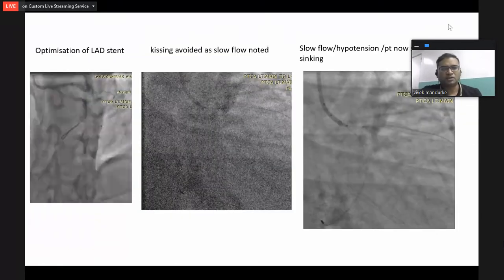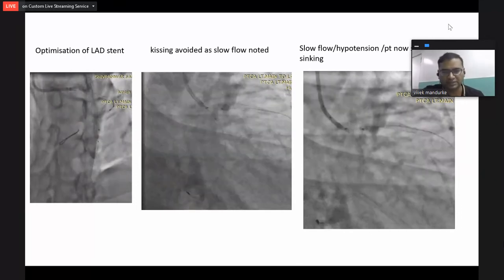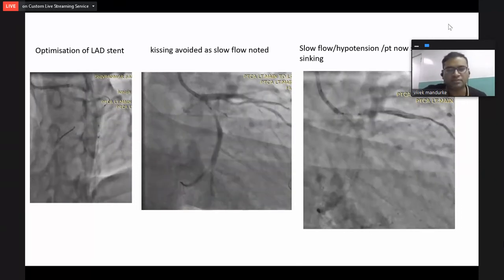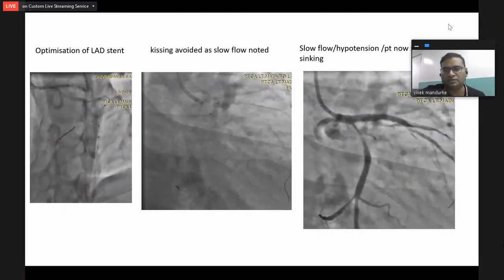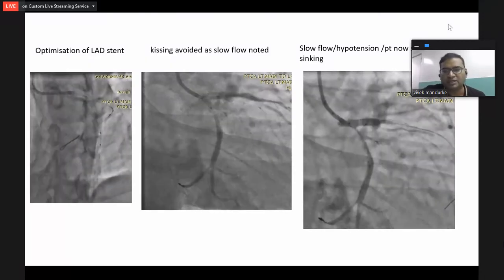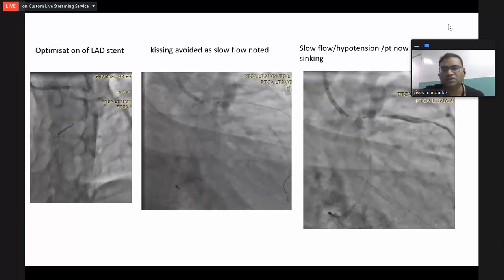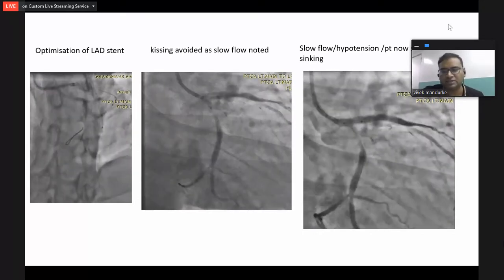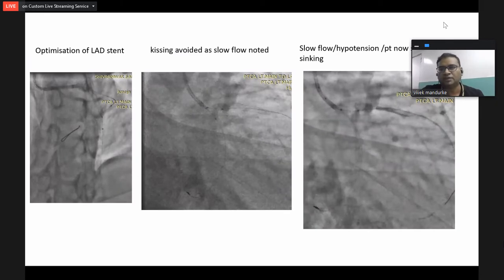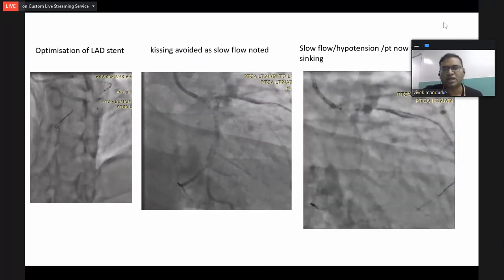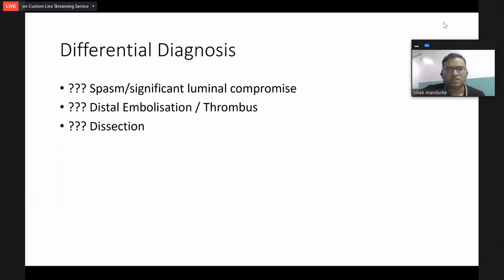So after crossing the circumflex, we went ahead with the optimization of LAD, and there was a plan for kissing and then assess the circumflex ostium. But before this kissing, we found that there is severe spasm or filling defect in the proximal circumflex, and we can see slow flow in the whole system, the LAD as well as the circumflex. In a dominant circumflex, the slow flow is barely tolerated by the patient. There was sudden hypotension.